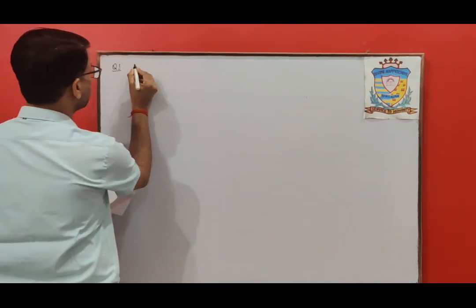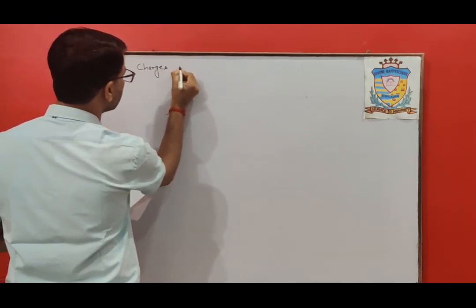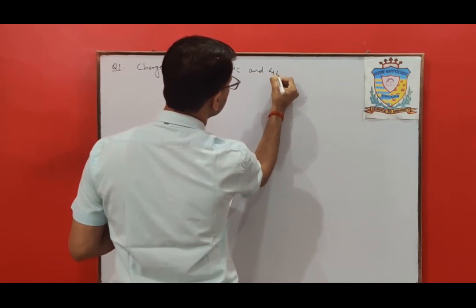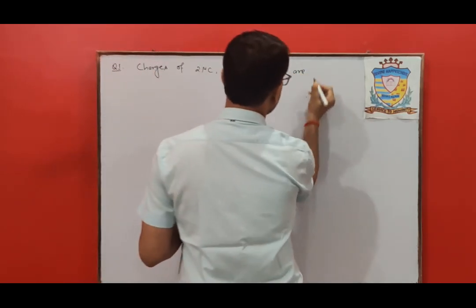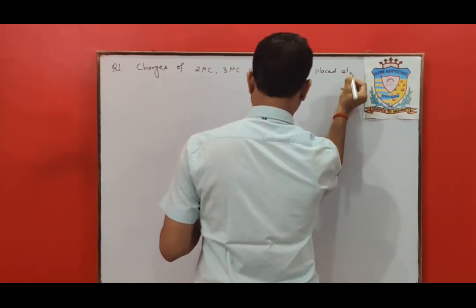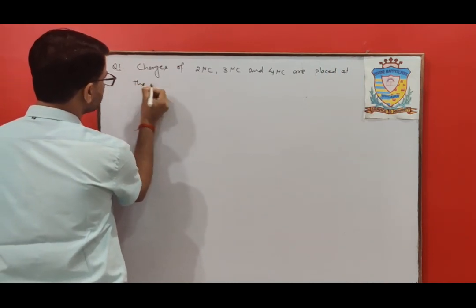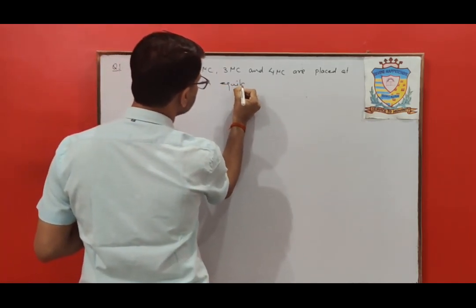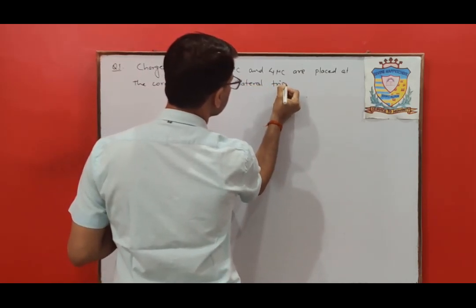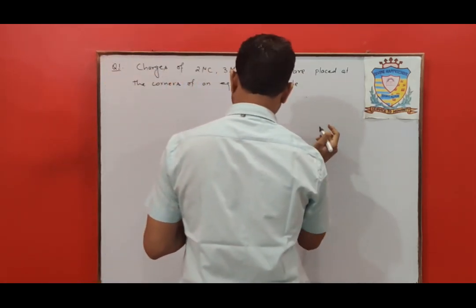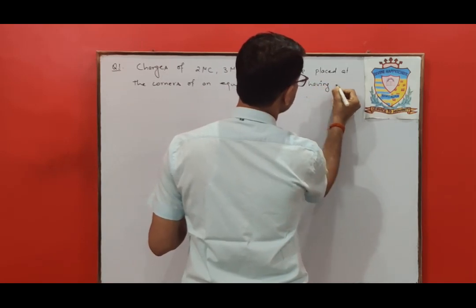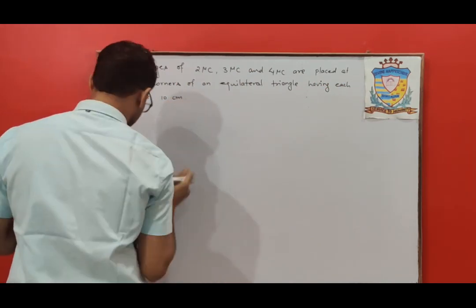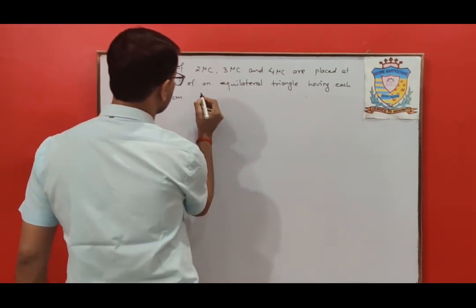Charges of 2 microcoulomb, 3 microcoulomb and 4 microcoulomb are placed at the corners of an equilateral triangle having each side 10 centimeter. Calculate net force on 3 microcoulomb.